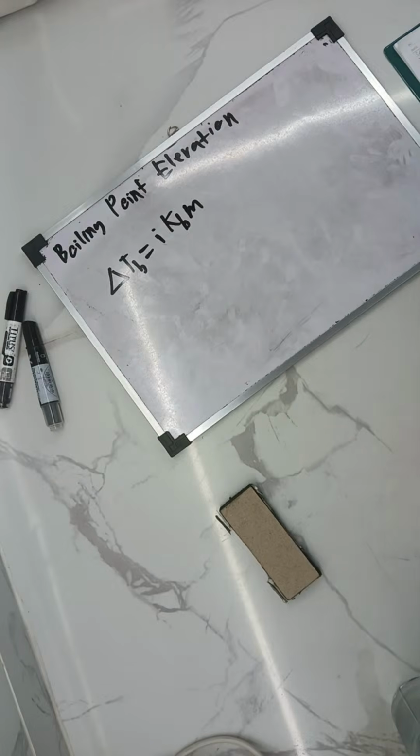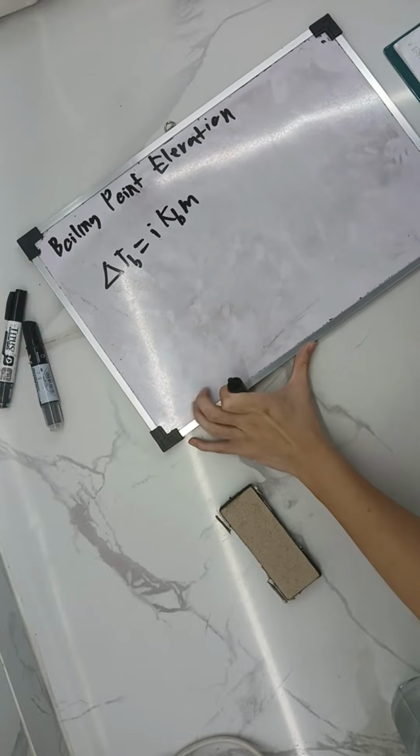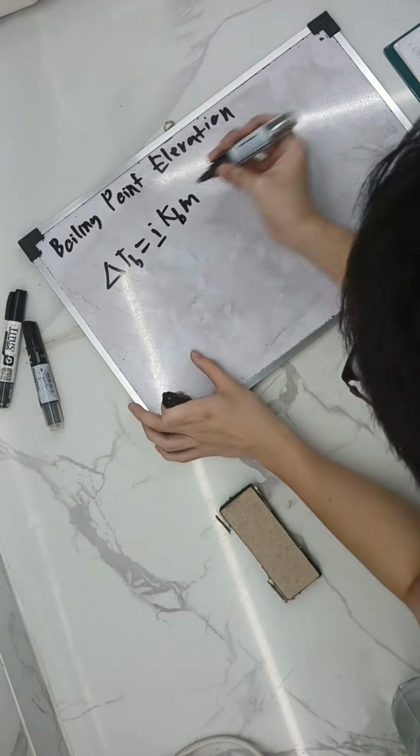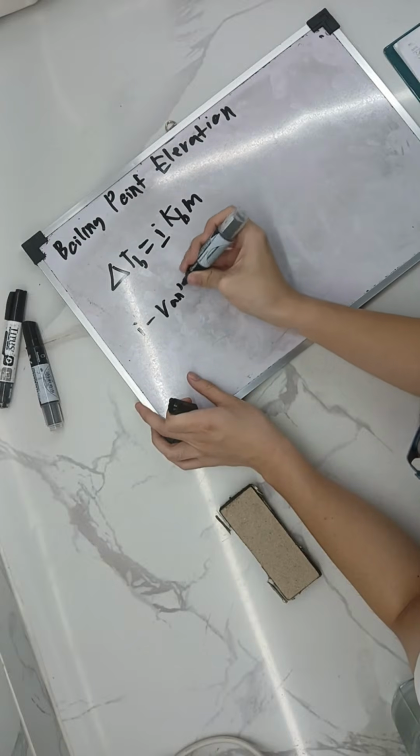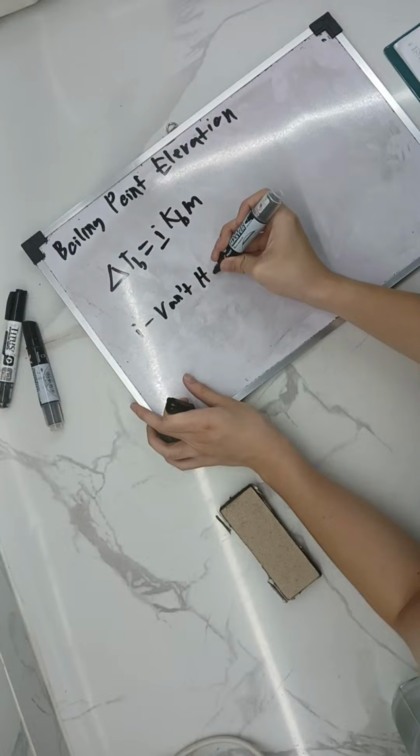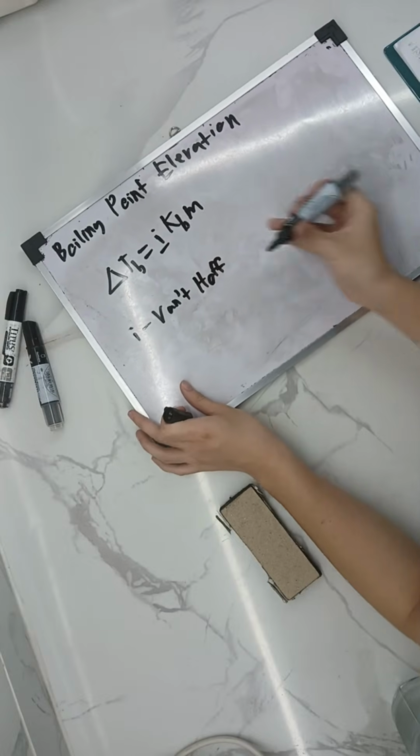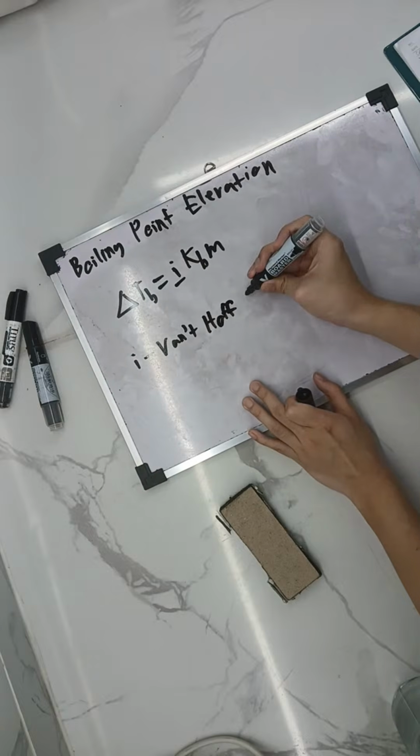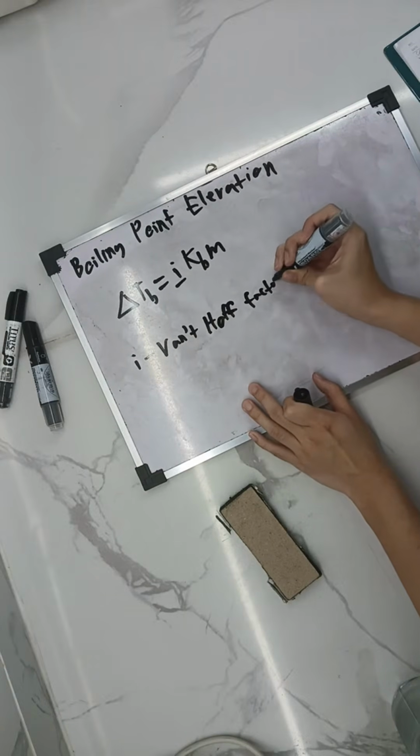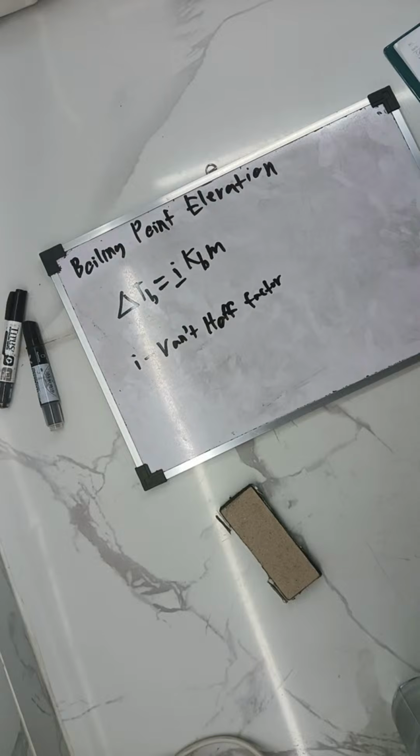Okay, so first let's talk about the Van't Hoff factor, which is the i. So it is spelled like this. Van't Hoff factor. So it is spelled like that.